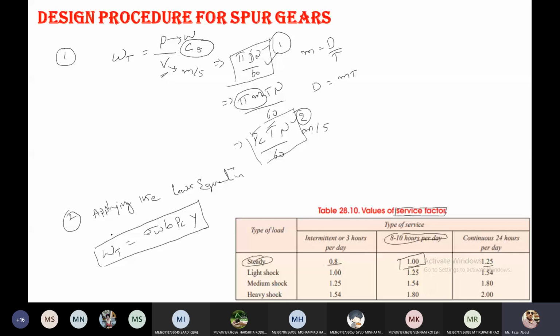Applying the Lewis equation, we have two elements: one is the gear, one is the pinion. Both are the same kind of element, but the larger one in size we name the gear, and the smaller one in size we name the pinion. Between these two elements, we don't know which one is stronger and which one is weaker. So we have to apply the Lewis equation to the one having the weakest strength.